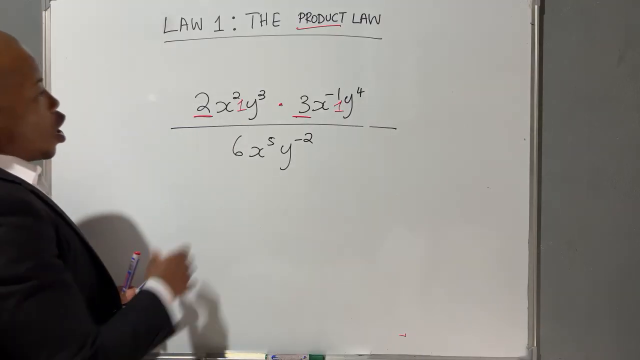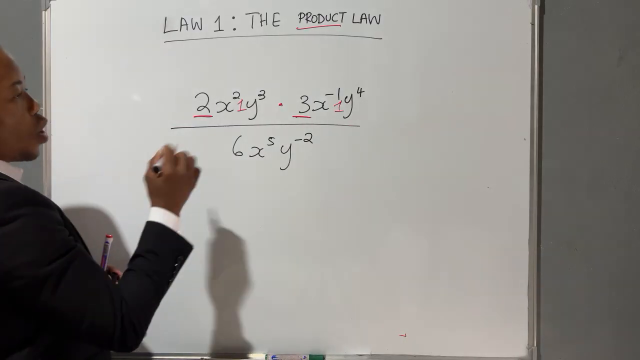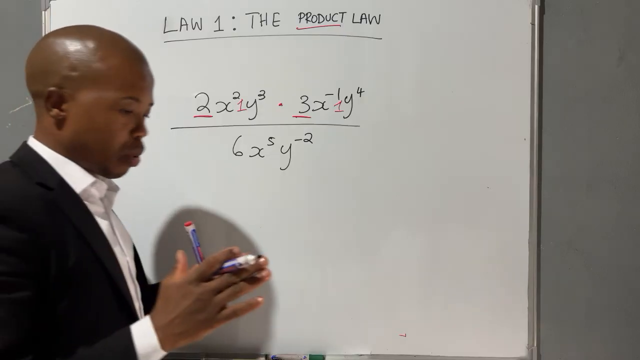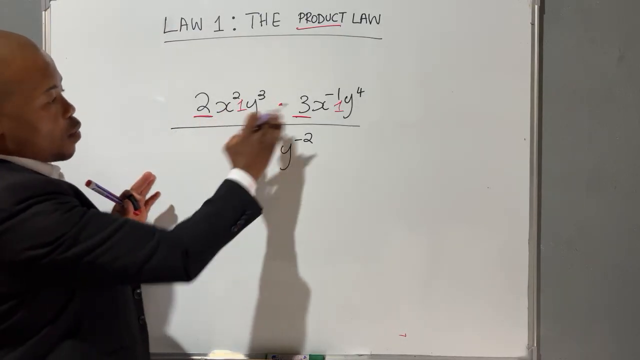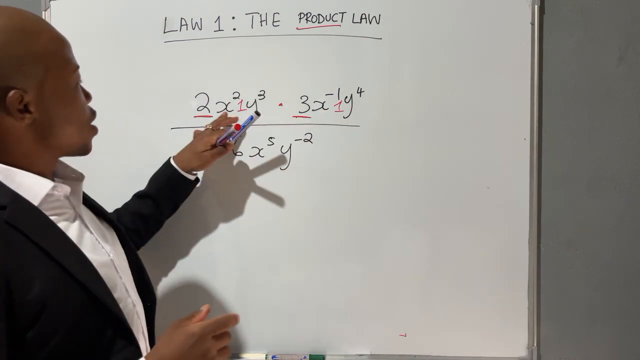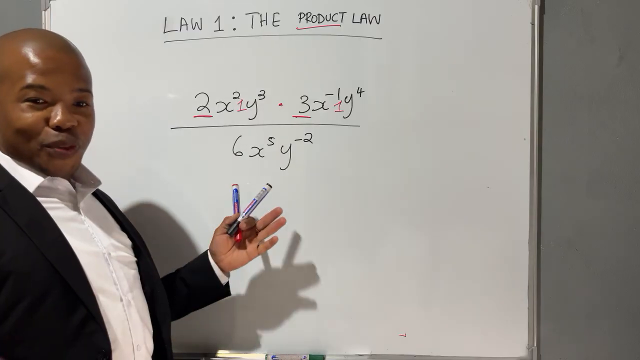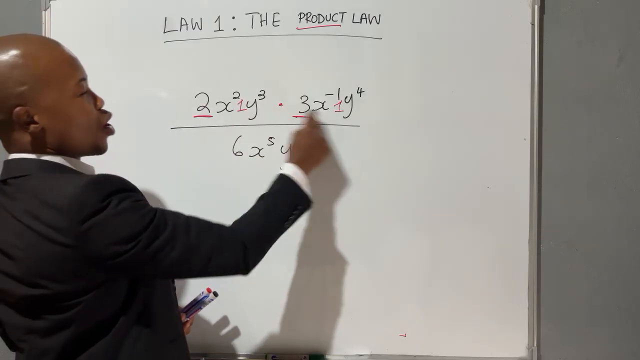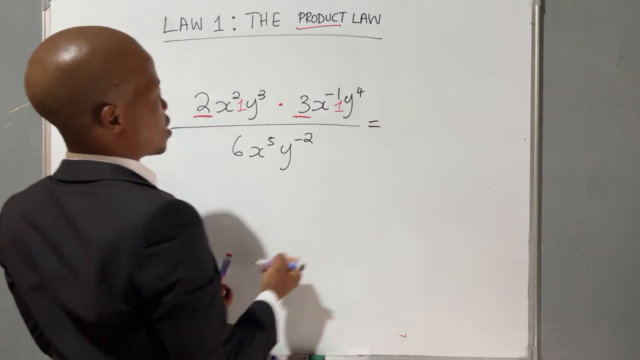Now, looking at only the numerator, we can simply multiply the coefficients, and then for the variables, since the variables are the same, for example, we have the variable x and also the variable x, we just keep the variable and then add the exponents. The same thing we're going to do also for y, right?